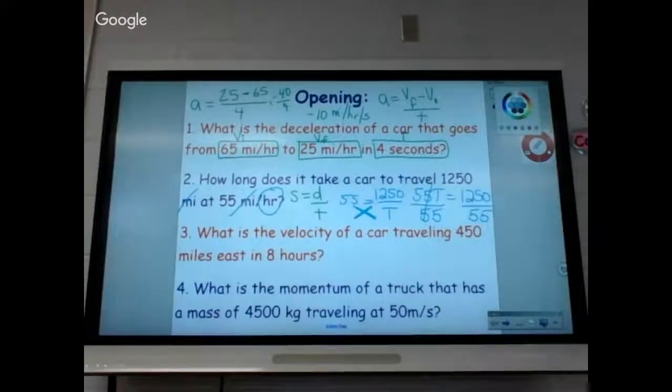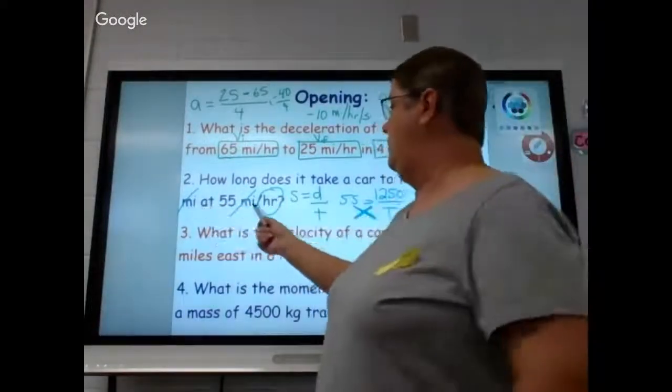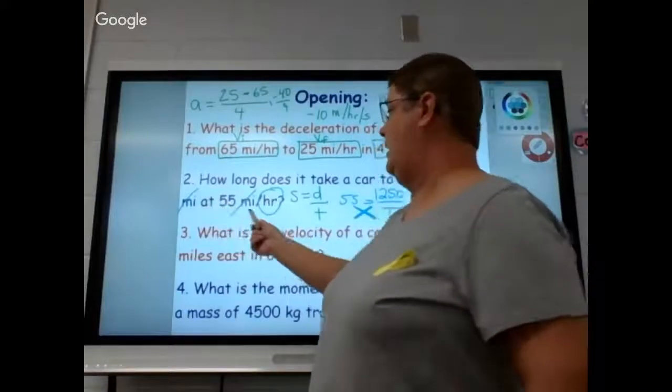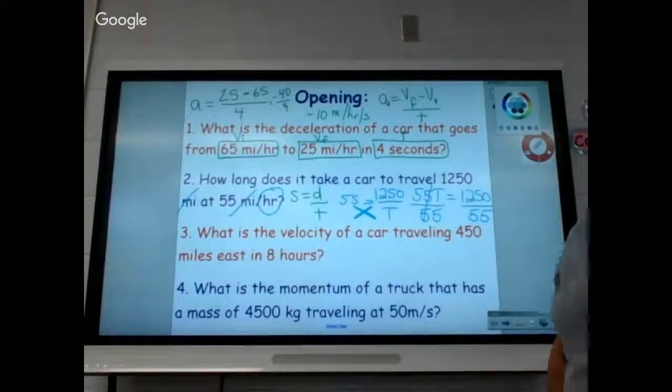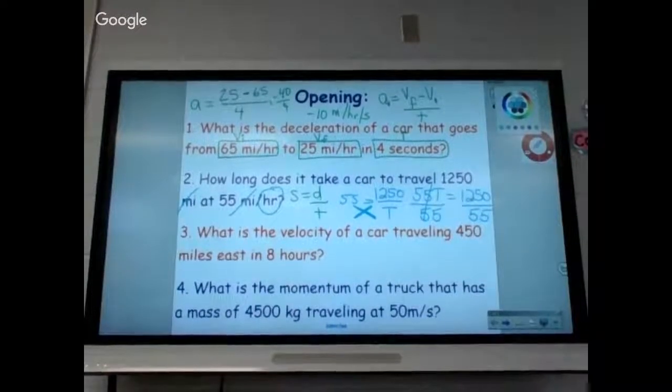All right, so number 3. Wait, so it's miles and hours. The miles cancel out because this one had miles on it, and this one had miles per hour. So the miles are going to cancel out, and there was 20-something hours. 22.7. I just erased it. Yeah. So hours.